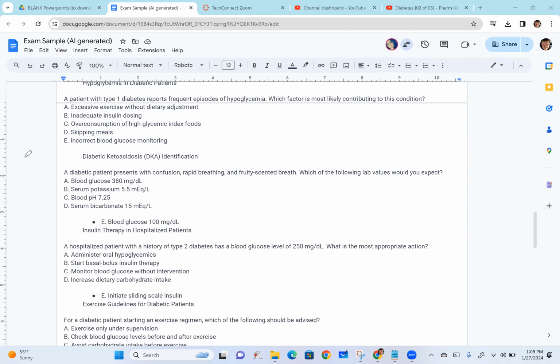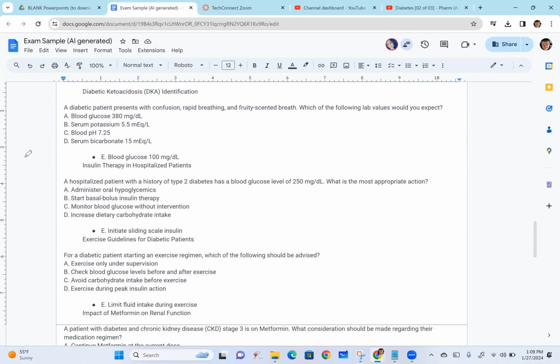All right, so diabetic ketoacidosis identification. Where's my cursor at? There we go. All right, so DKA identification. What do we do with this one? They have rapid breathing. They're confused. They have fruity breath. Which of the following lab values would you expect? Blood glucose higher than 250 is diabetes, right? So greater than 250.